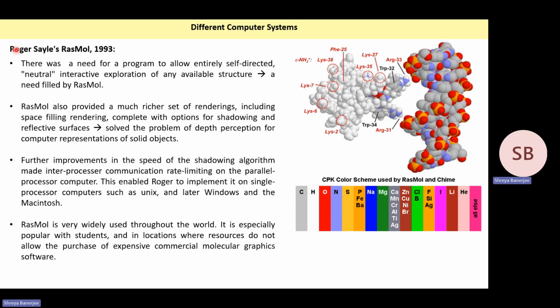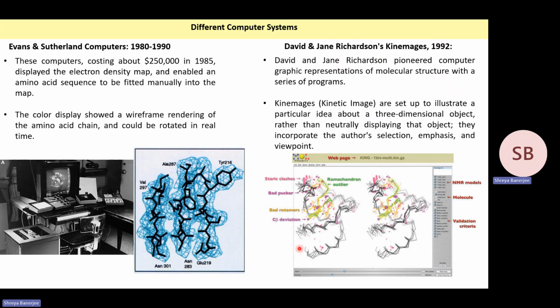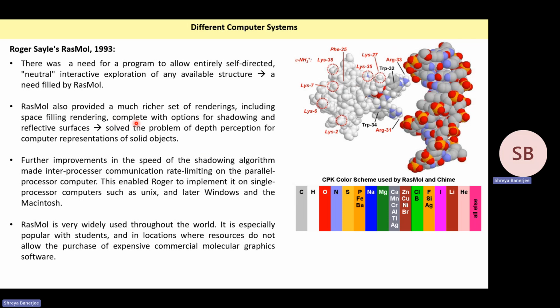Next came Roger Sayle's Rasmol in 1993. Basically, there was a need for a program to allow entirely self-directed, neutral, interactive exploration of any available structure. This need was filled by Rasmol. Rasmol provided a much richer set of renderings. You can see the renderings here were all wireframe, a thin wire-like structure showing the entire three-dimensional structure. But Rasmol included space-filling renderings. You can see here each of the atoms are represented by their van der Waals area. So they are called space-filling models.